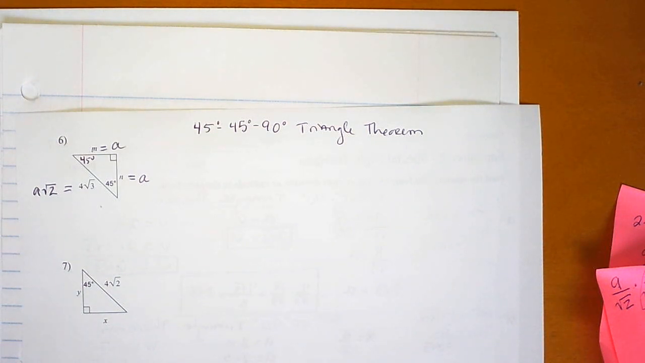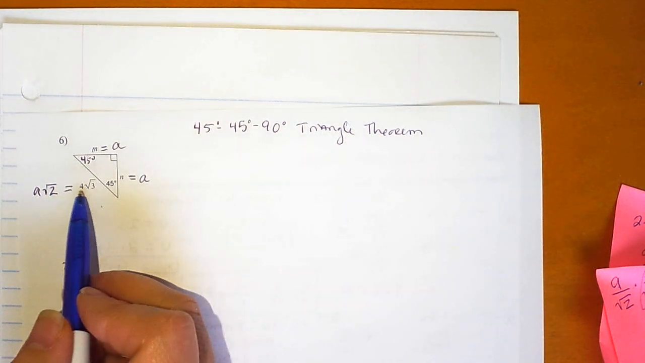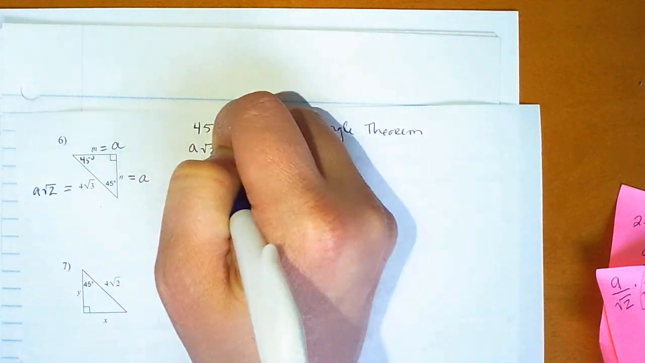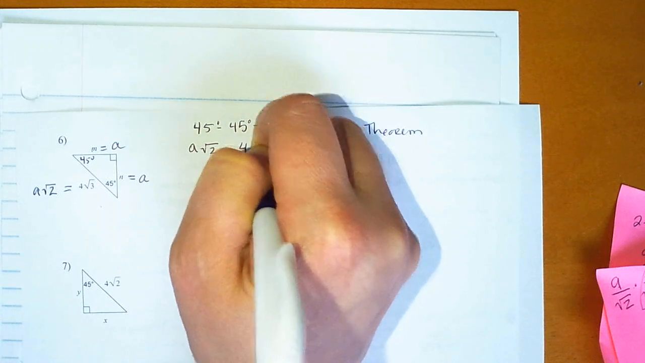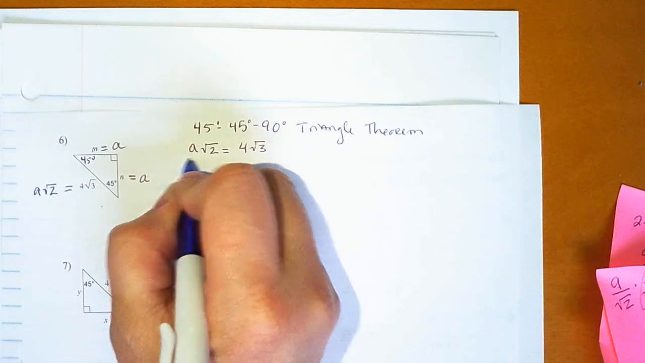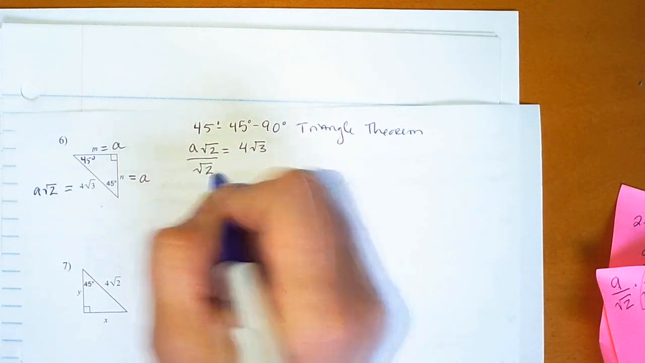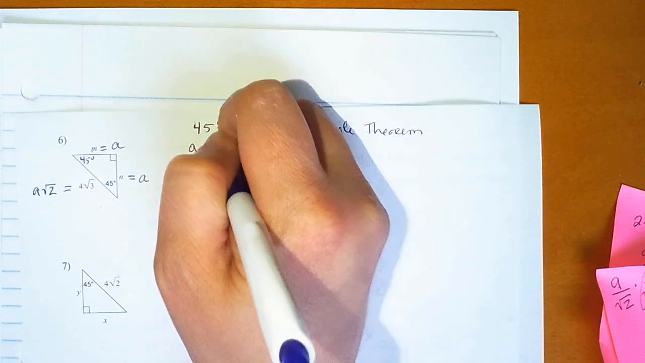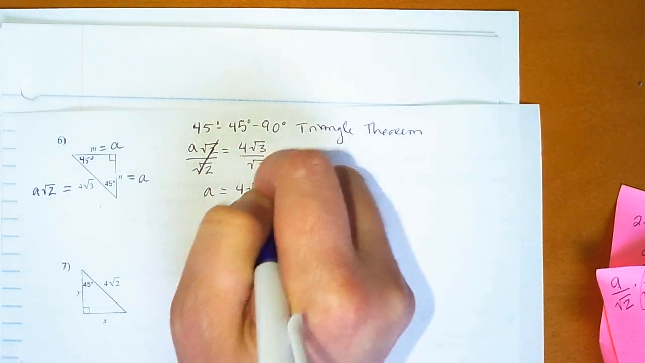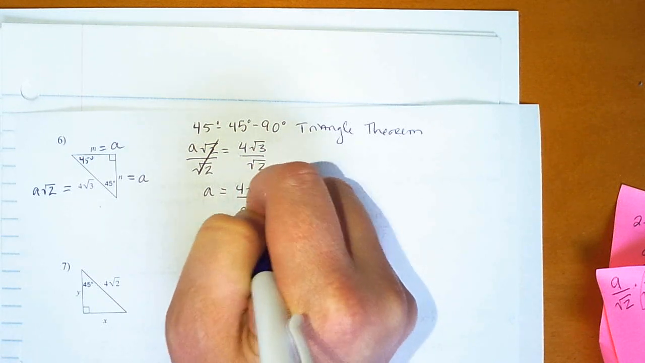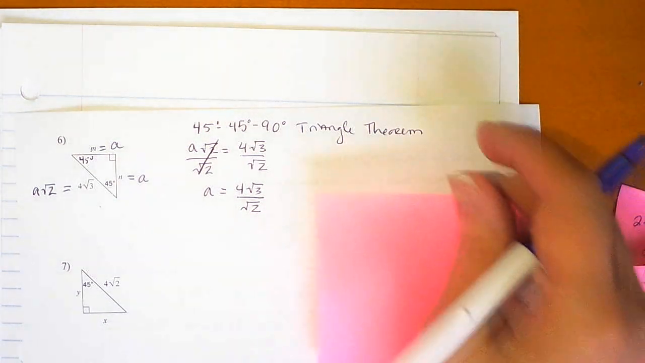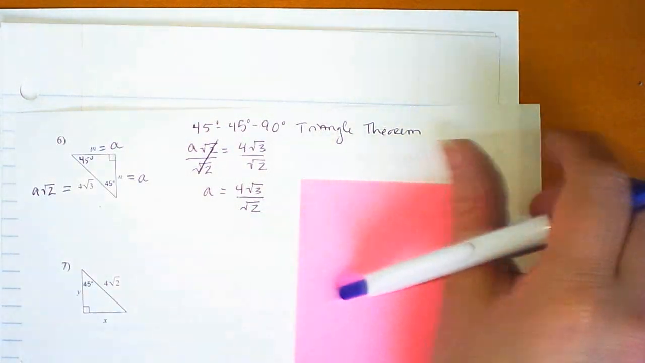Now in this case, the value that we were given was the hypotenuse, 4 root 3. So I'm going to have to solve that equation first. A root 2 is equal to 4 root 3. I don't see that root 2 hiding in there, so this might be a little complicated. We're going to have to divide by the square root of 2 in order to get the variable a by itself. A will equal 4 root 3 over root 2. Ooh, we have another situation where the square root of 2 is not allowed to be in the denominator.